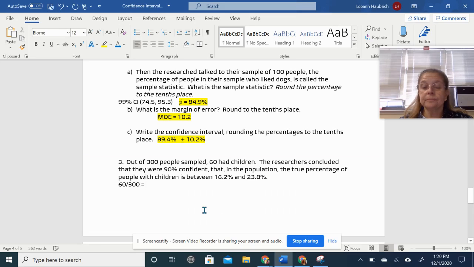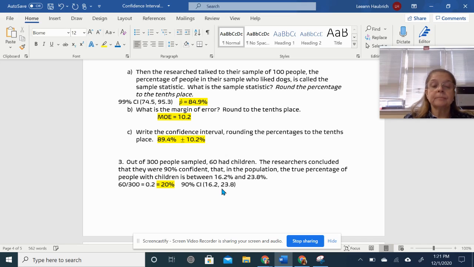So go back here. So this is 0.2, which is the same as 20%. Is this between that range? It looks like it's between that range. That looks like it's going to fall in there. And now they're saying at 95% confidence interval, we have a low of 16.2, whoops, a high of 23.8.